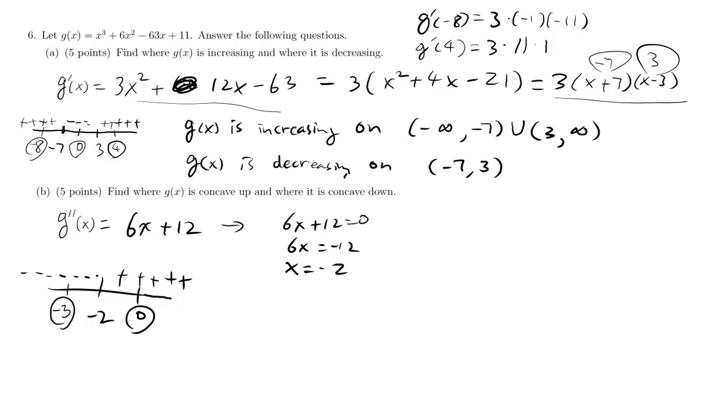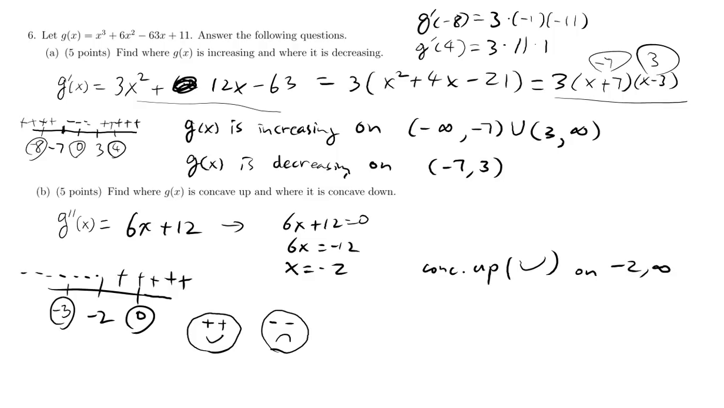And then a helpful picture to remember which one's which is to say if the second derivative is positive, it's a concave up shape, and if the second derivative is negative, then it's concave down. So you can say that concave up, which is like this, is on this interval here, negative 2 to infinity, and then concave down, which is like that, on negative infinity to negative 2.